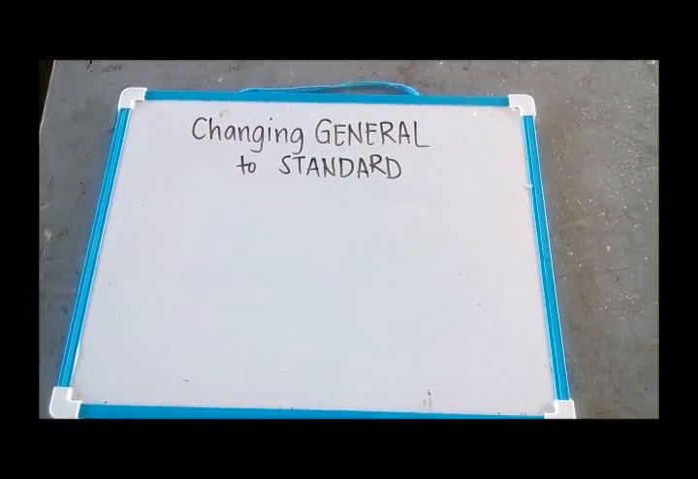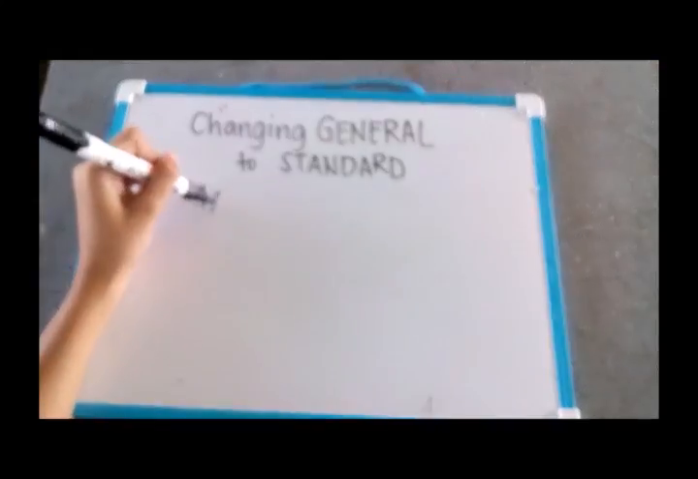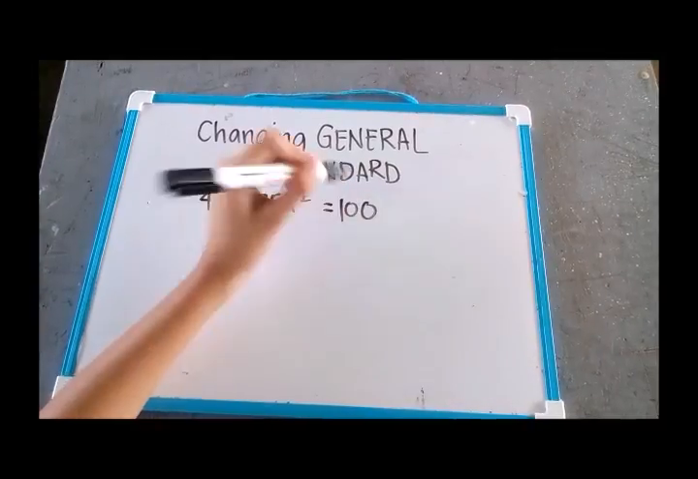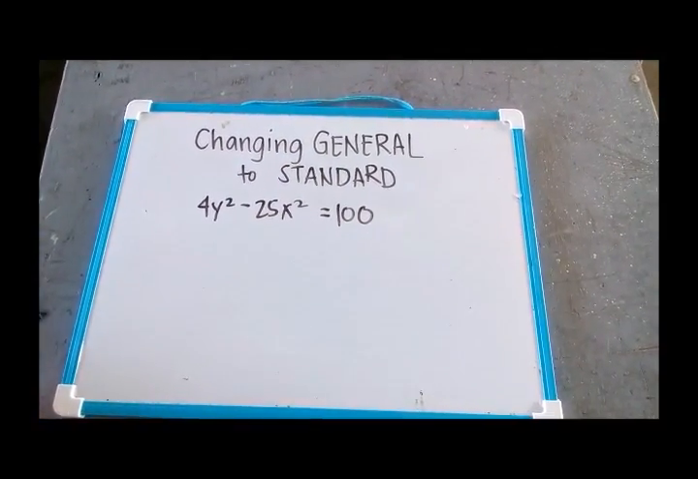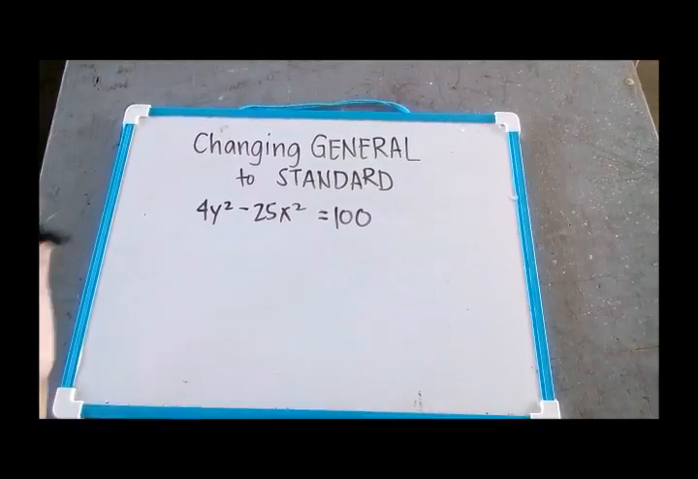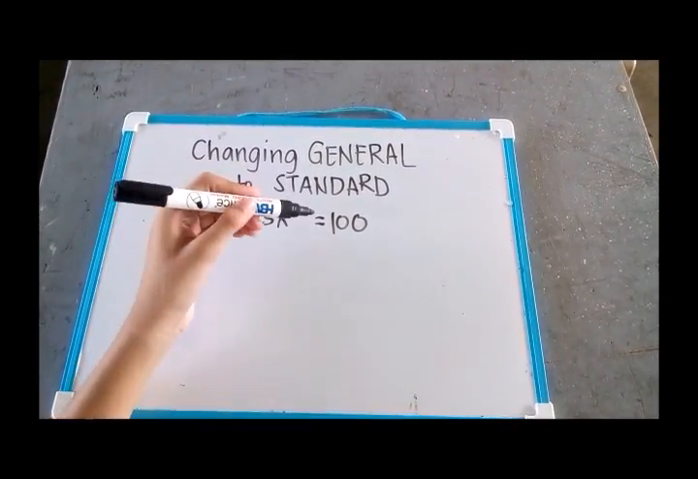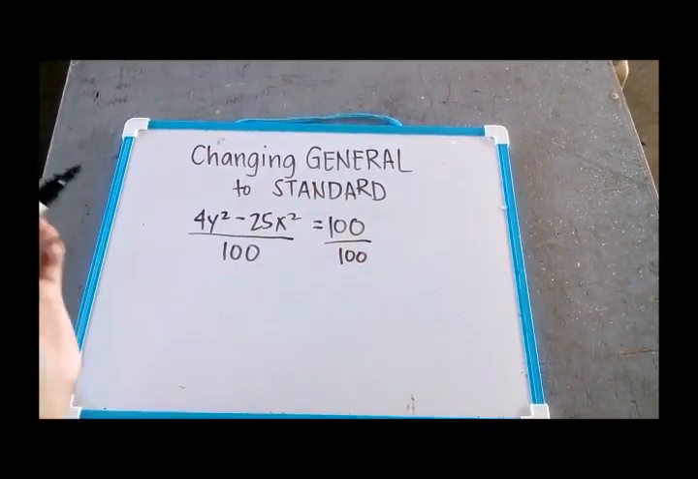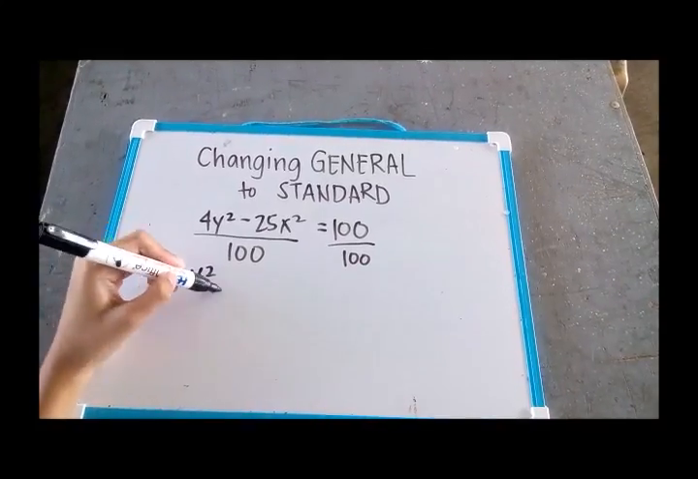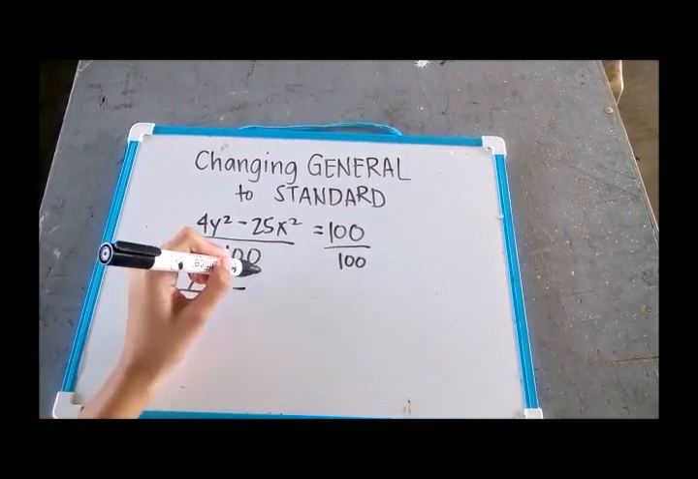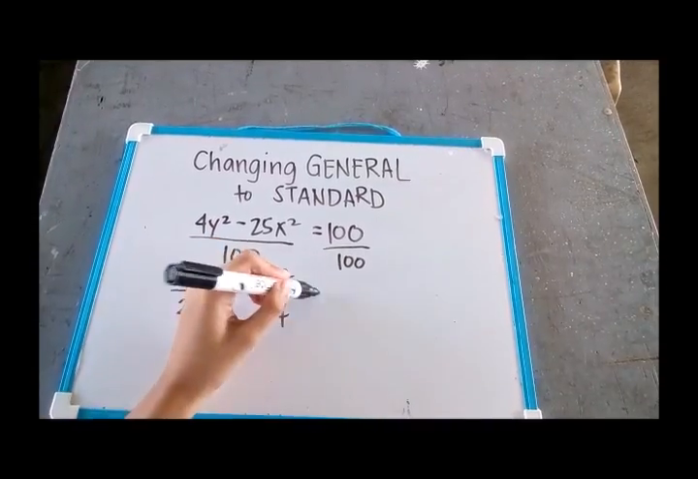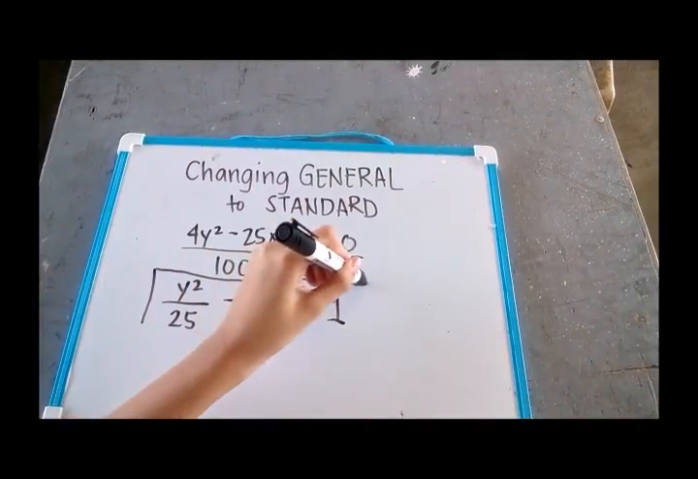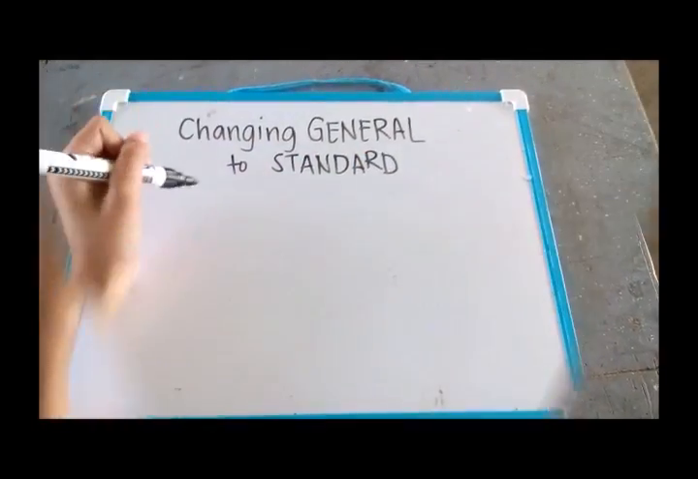Now we'll move to changing general form to its standard form. For our first example, let's have 4y squared minus 25x squared is equal to 100. To change this to standard form, we have to divide the whole equation by the constant at the right side of the equation. So the equation becomes y squared over 25 minus x squared over 4 is equal to 1. And this is now the standard equation of the general equation given.